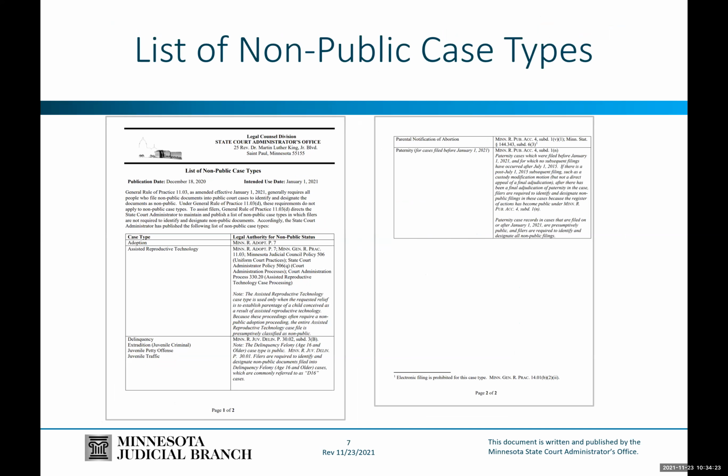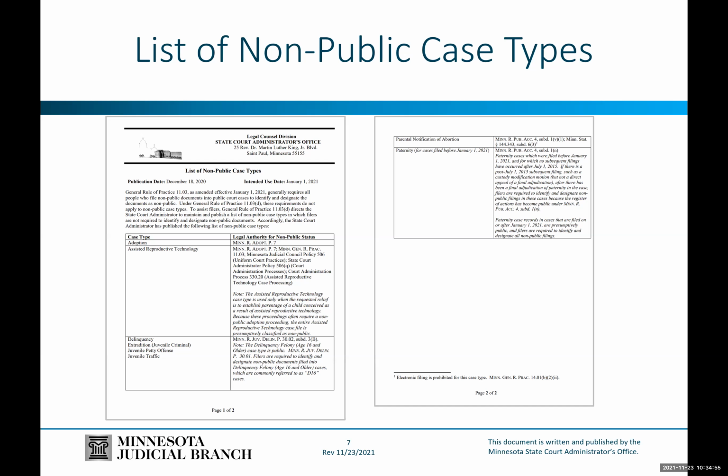The General Rules of Practice 11 and 14, as amended effective January 1st, 2021, generally require all people who file non-public documents into public court cases to identify and designate the documents as non-public. If you are e-filing, you can use some universal codes instead of the cover sheet. General Rule of Practice 14 is the rule that governs electronic filing and service, which applies to attorneys because they need to e-file. You have two steps in the process.